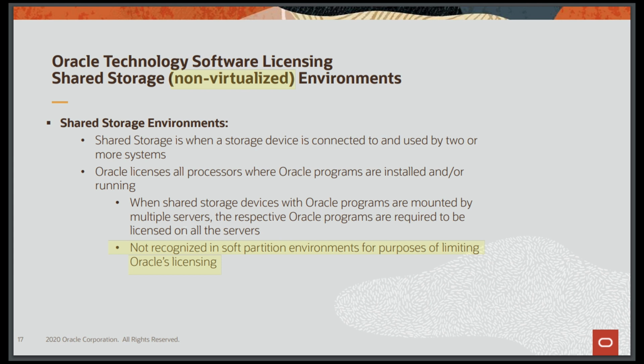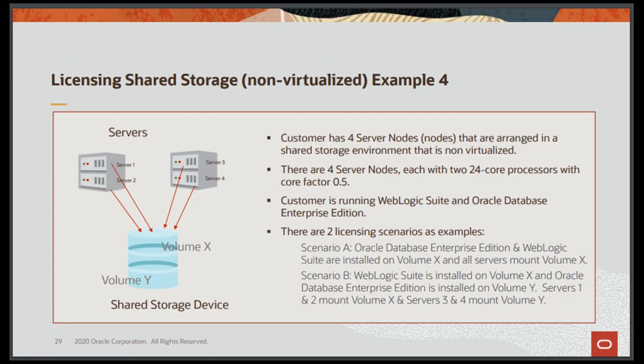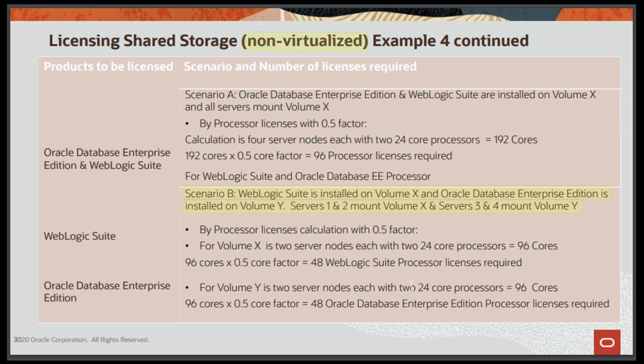Let's get into it, okay? Notice their example on slide 29. I'm going to take scenario B, the blue highlight. I have a shared storage device with WebLogic installed on it, mapped to servers 1 and 2. On a different shared storage device, I have Database Enterprise Edition mapped to servers 3 and 4. And slide 30 makes clear you have a licensing obligation for 1 and 2 for WebLogic only, and 3 and 4 for Database Enterprise Edition only.